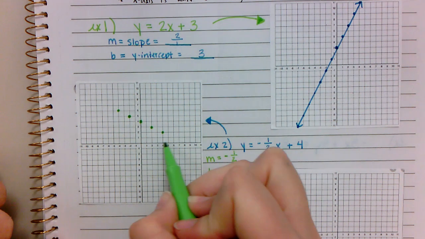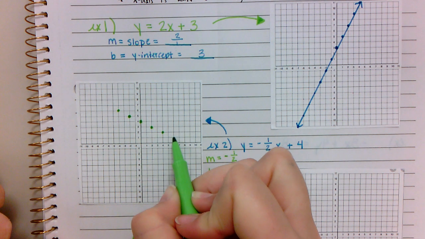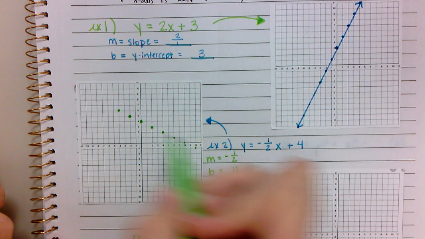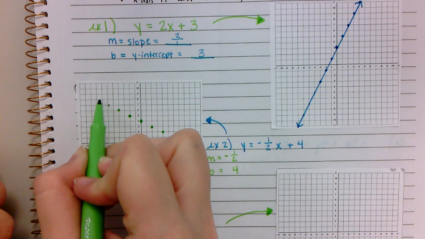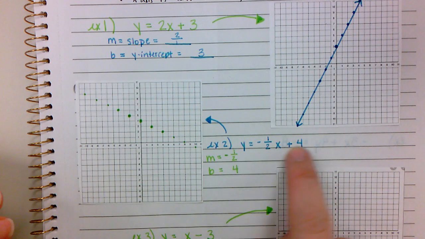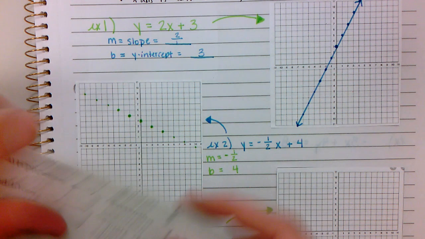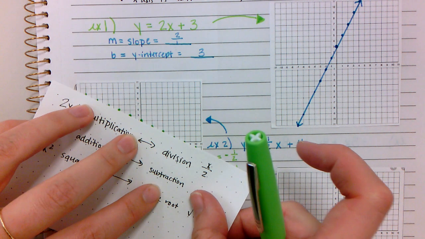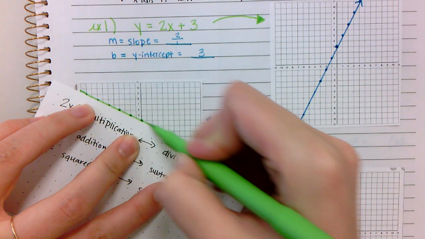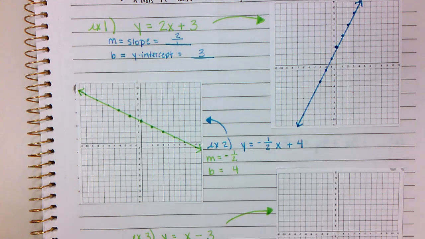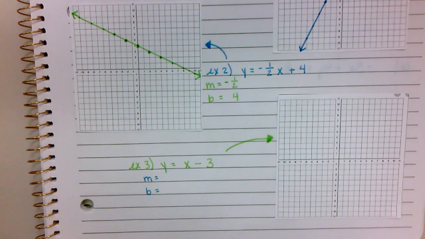When you connect these dots, you'll notice that the slope of this line is a negative slope, because if you look in the equation, we have a negative slope. Connect your dots, put your arrows on the end, and that's your graph. It's super easy once you know the two things to look for in the equation.